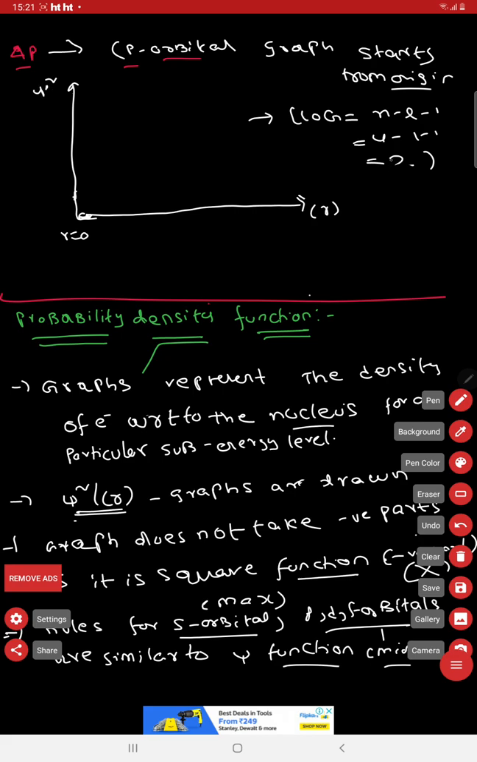Now the length of the graph is the same formula, n minus l minus 1. So how to do? Here, here.